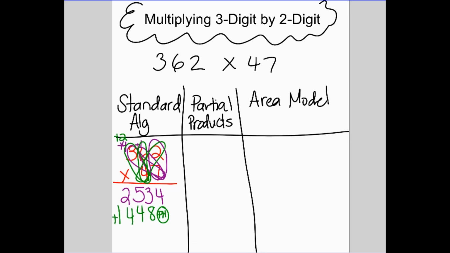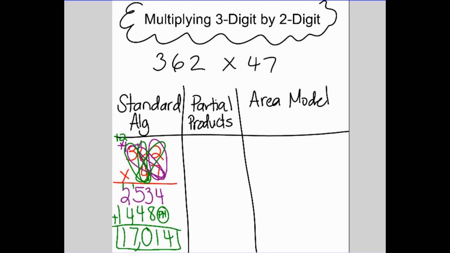Okay, now I add all of these up. 4 plus 0 is 4. 3 plus 8 is 11. Regroup. 1 plus 5 is 6. 6 plus 4 is 10. Regroup. 1 plus 2 is 3. 3 plus 4 is 7. And then bring down the 1. So our answer should be 17,014.